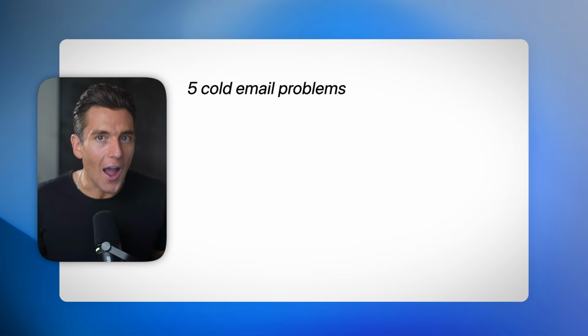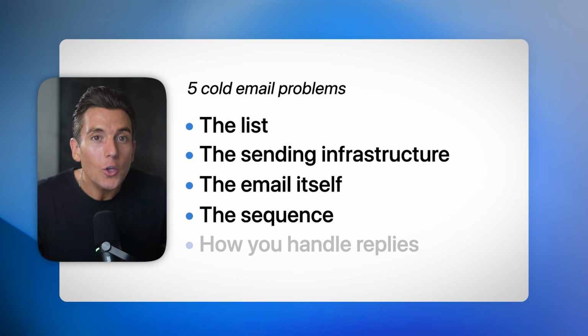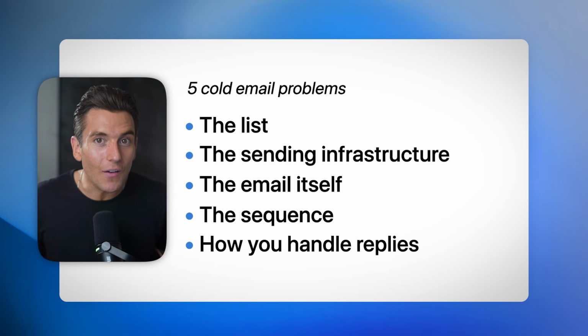Here's the issue. Cold email isn't one problem. It's 5 problems that all need to work together: the list, the sending infrastructure, the email itself, the sequence, and how you handle replies. And if you miss any of those, the rest can't save you. Most senders spend all of their time on the email and ignore everything underneath it. That's why they plateau and they stay stuck.